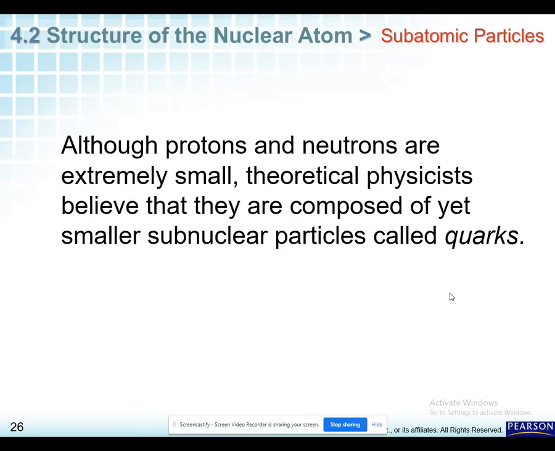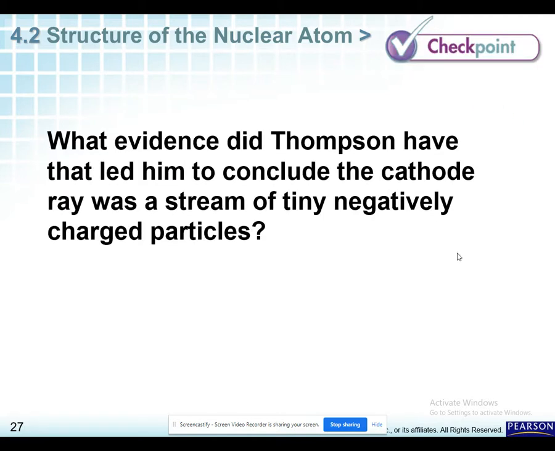So although protons and neutrons are extremely small, theoretical physicists actually believe that there are even smaller particles or subnuclear particles known as quarks. That leaves us with the checkpoint question. What evidence did Thomson have that led him to conclude the cathode ray was a stream of negatively charged particles? So pause this video and see what you come up with.